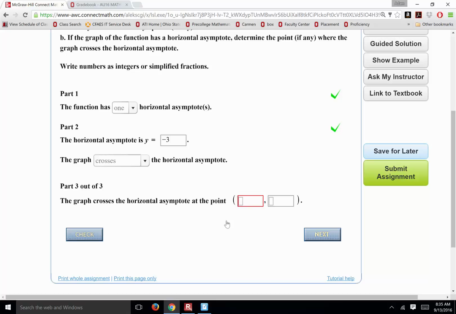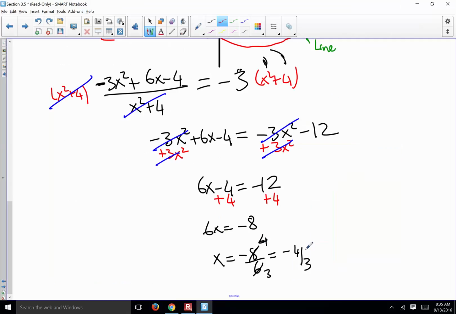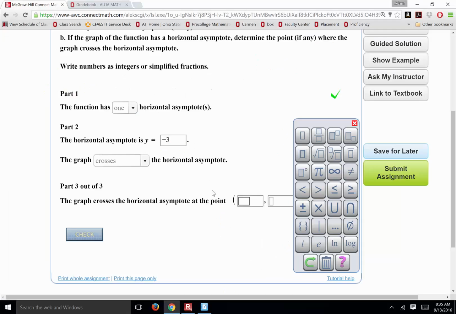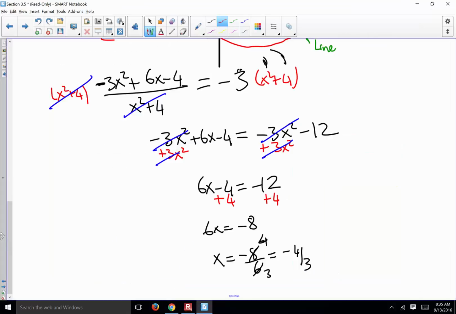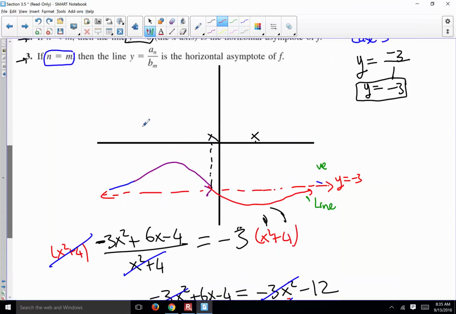And they want both coordinates. I just found the x value. I know the x coordinate is negative 4/3. How do I get the y value? I need help. I don't know the y coordinate of this point. How do I find the y coordinate of this point right here?